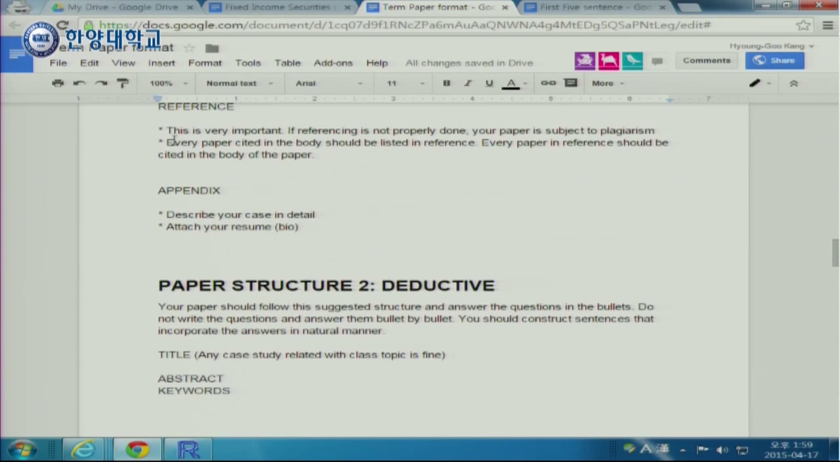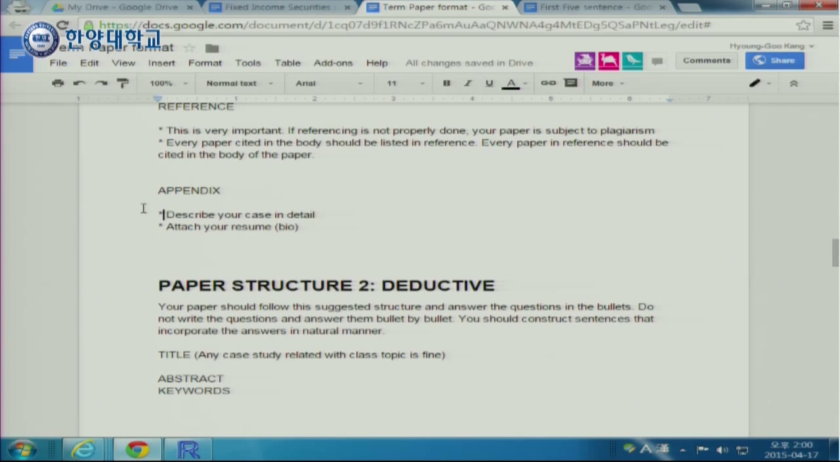And then there is a reference in APA format. In the appendix, you have to describe your case in technical detail. In this case, the technical detail may be too technical to contain in the main body, and so you can include it in the appendix.